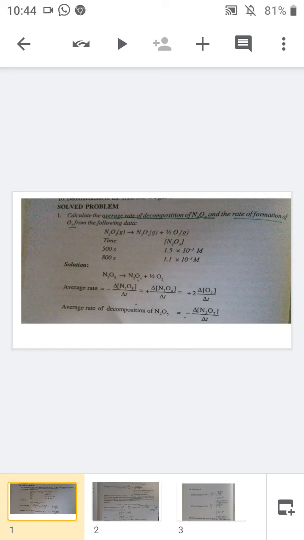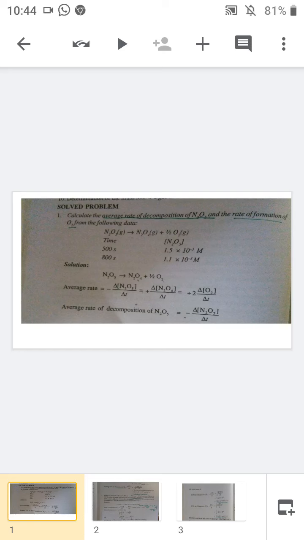Morning everybody. Today we will discuss the problems in chemical kinetics. First problem is to calculate the average rate of decomposition of N2O5 and the rate of formation of O2 from the following data. It is given N2O5 gives N2O4, that is a gas, plus half oxygen. And the change in concentration at two different temperatures is also given.